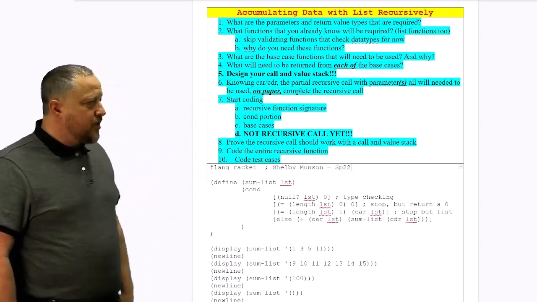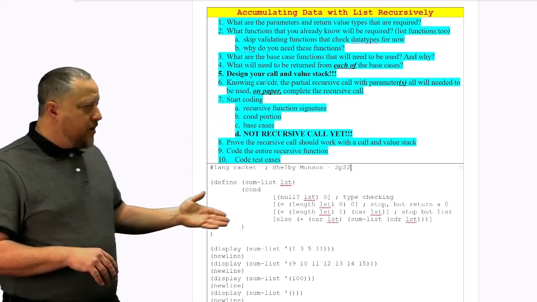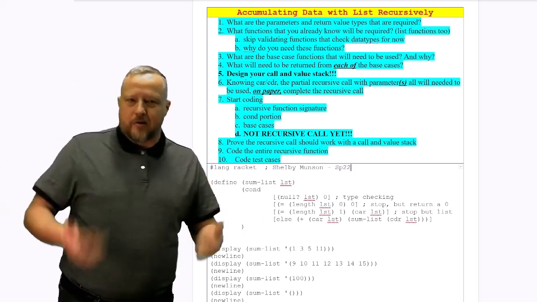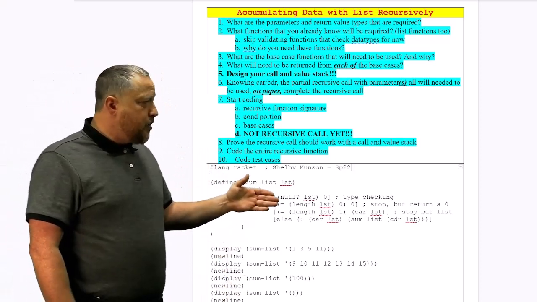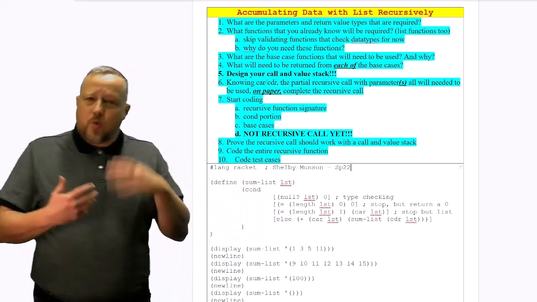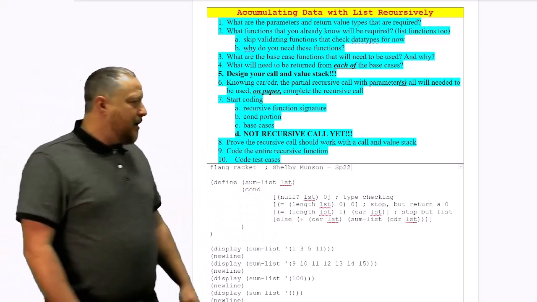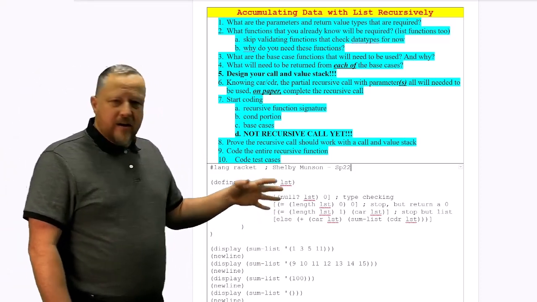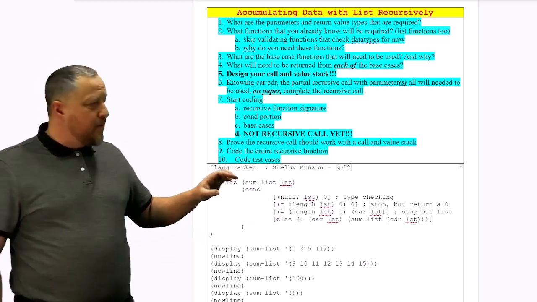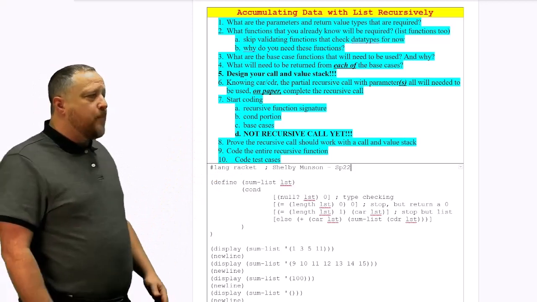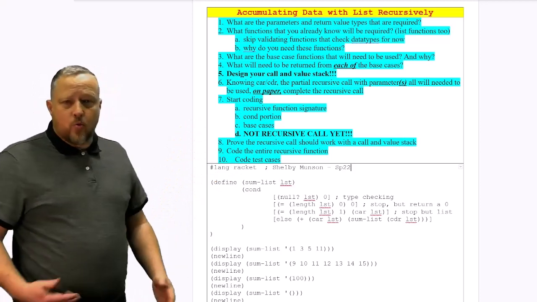Number two, what functions do you already know that are required? Well, we know there's going to be car and cdr, because that's how we break things up. Null would be a good one. Plus would be another one, because we're adding the items together. And then length wouldn't be a bad idea. Again, if you didn't get to that one, that's fine. It doesn't bother me. But you're going to eventually need it, because in number 3, what are the base case functions that you need to use and why?